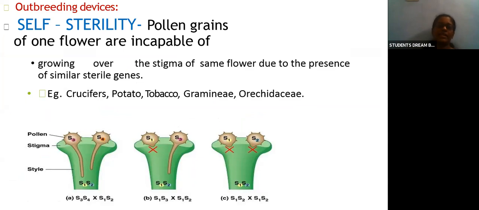Okay, so making it sterile. So the pollen grains of one flower are incapable of growing over the stigma of the same flower due to the presence of similar sterile genes.